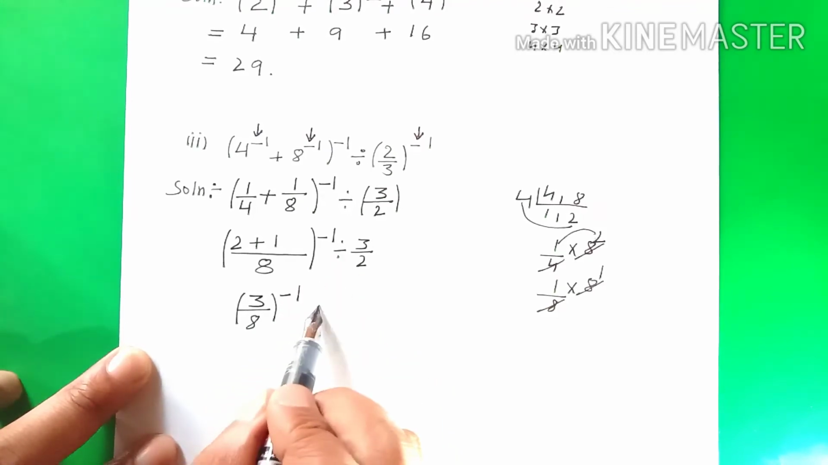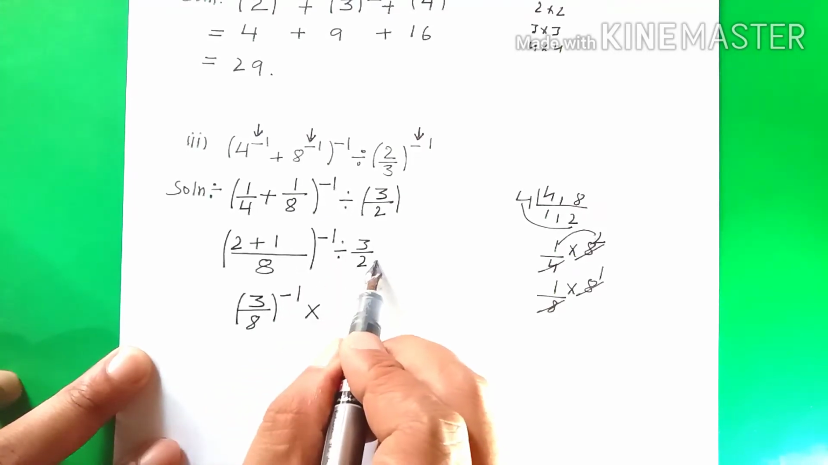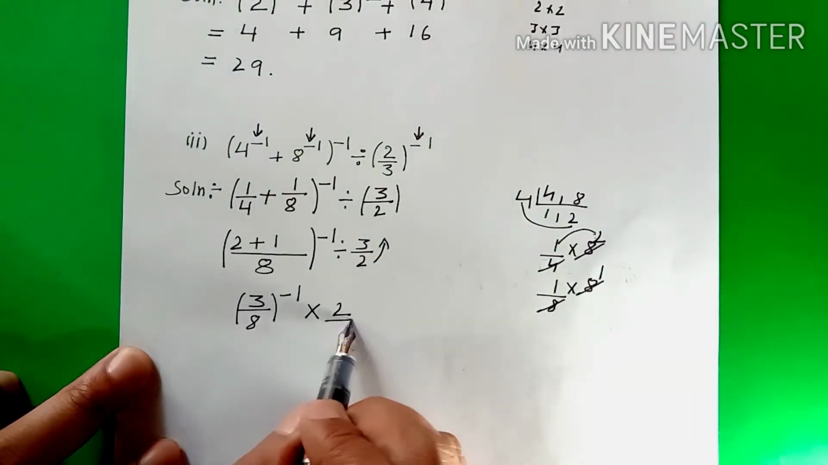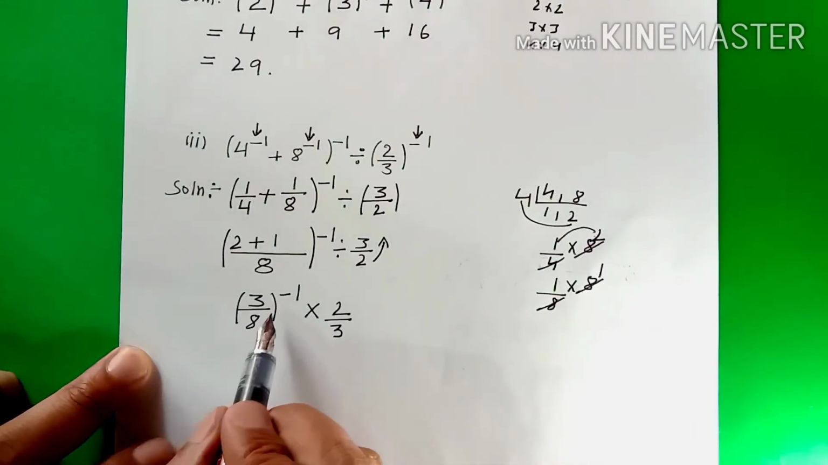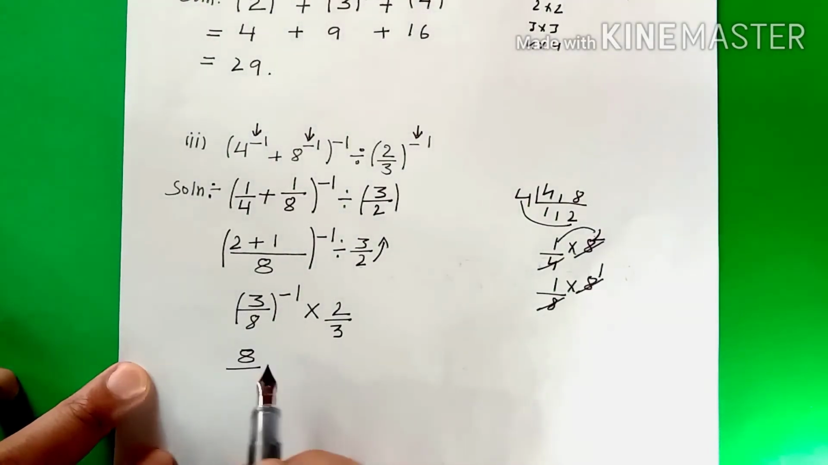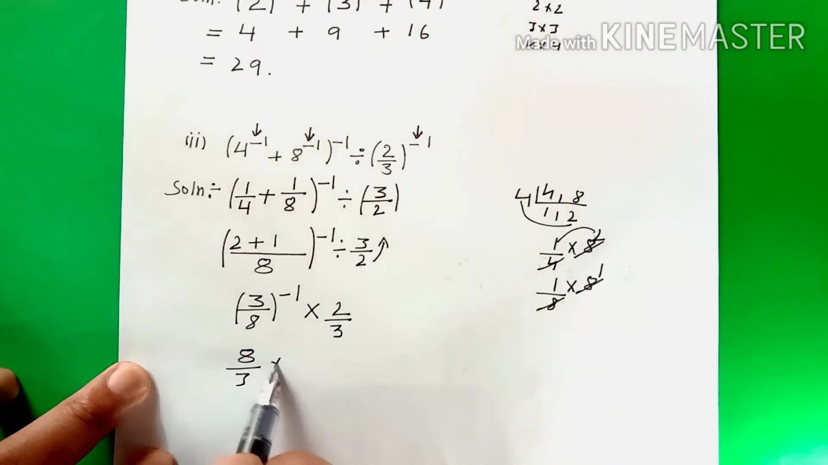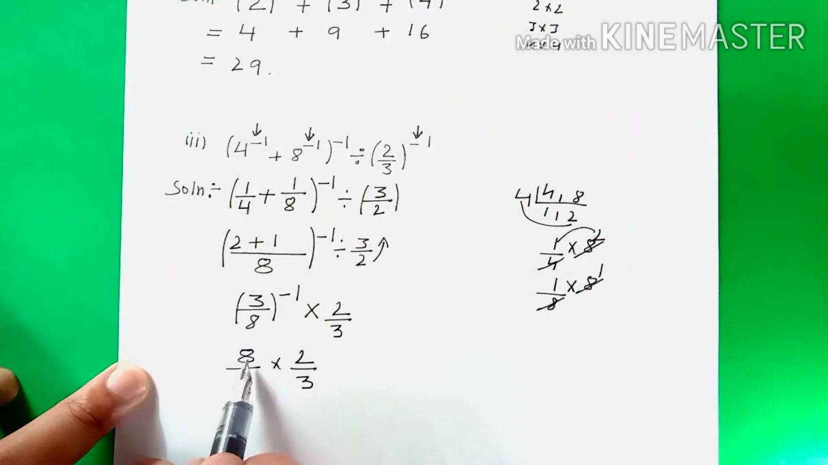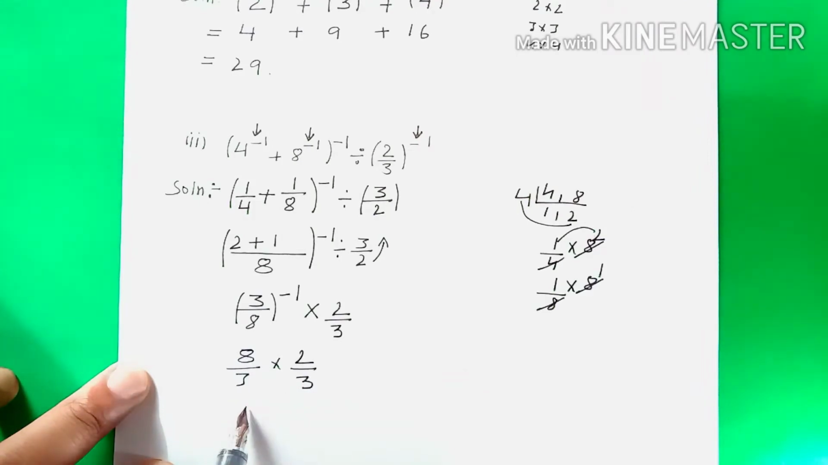It will take here a multiplication. Now this will take the reciprocal. So 2 divided by 3. Now again change this power. So it will take the reciprocal, 8 by 3 times, we have here 2 divided by 3. Now take the product of these two. 8 2's are 16 divided by 3 3's are 9.